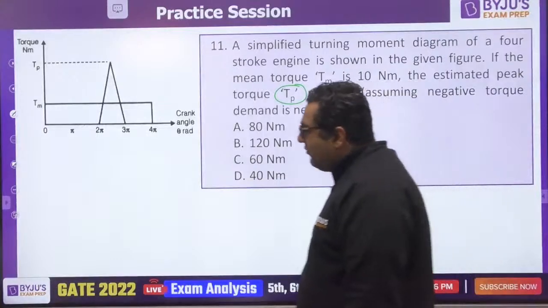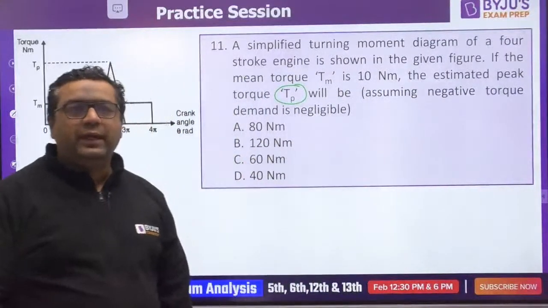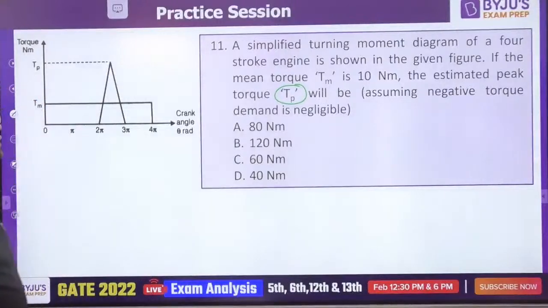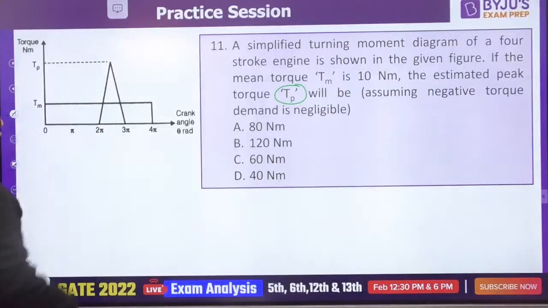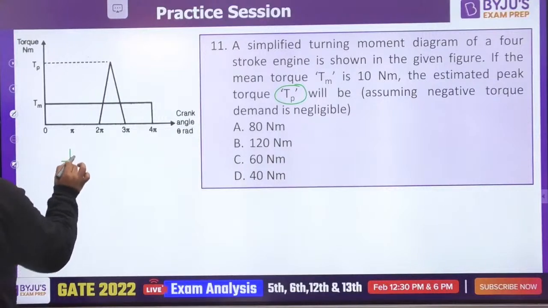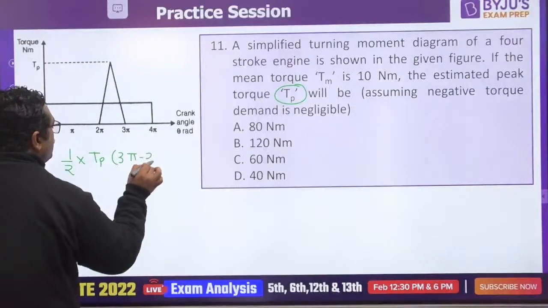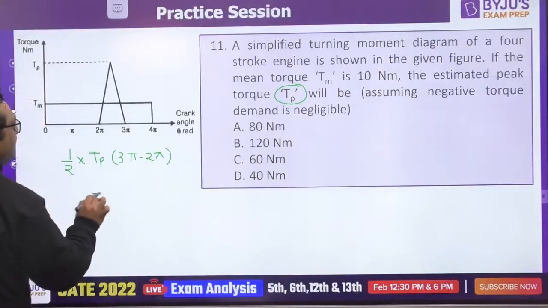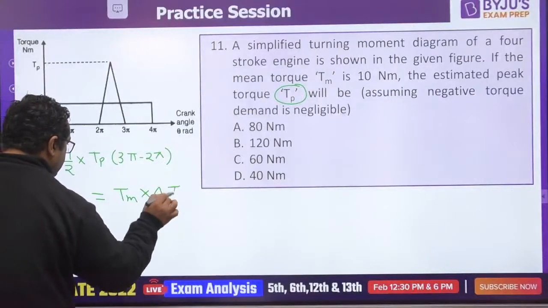So you very well know that fluctuations are the same. Based on that you need to work. So this is T mean and this is the T theta diagram. You can also equate the area. You can write half into TP into 3 pi minus 2 pi is equal to T mean into 4 pi.